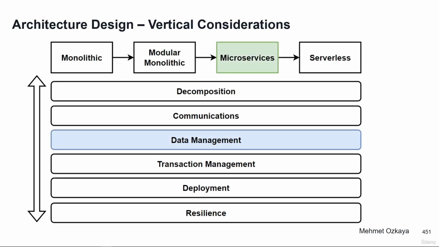So with this section, we will continue our vertical considerations of microservice architecture. If you look at our architecture design vertical considerations, you can see that we are on the third architecture, which is the microservice architecture. And now we are on the third vertical consideration, which is the data management of microservices. Microservices data management is a really important topic because, since we are in a distributed system, we should have a strategy to handle data in several distributed servers.